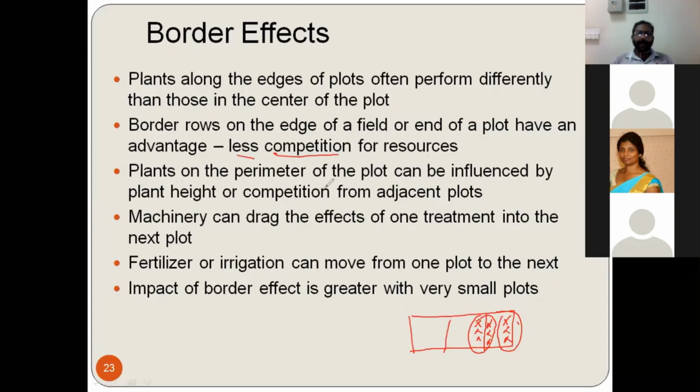Plants on the perimeter, perimeter means closer to the boundary. The perimeter of the plot can be influenced by plant height or competition from adjacent plots. I mean, it could be a circular plot or a square plot. Machinery can drag the effects of one treatment into the next plot. Fertilizer or irrigation can move from one plot to the other. This is what I said, right? So the impact of the border effects is greater with very small plots. If it is a big plot, the impact is less.